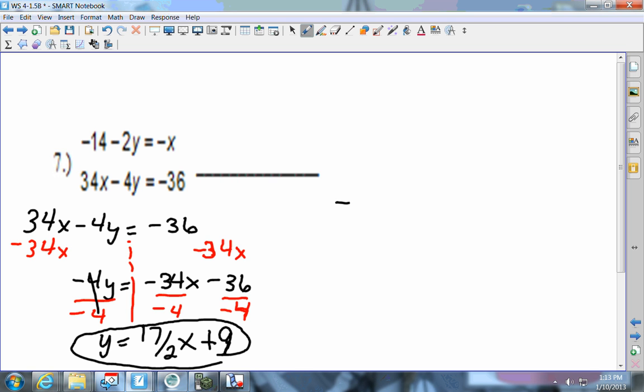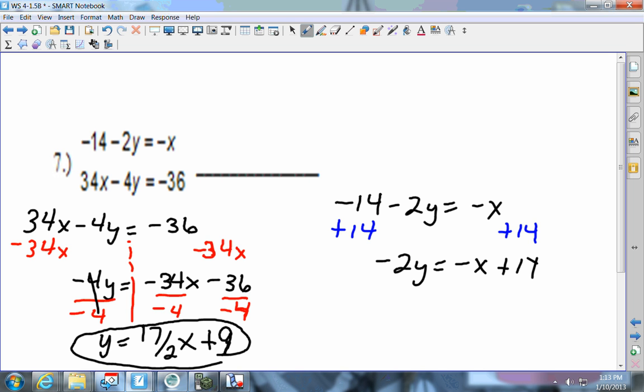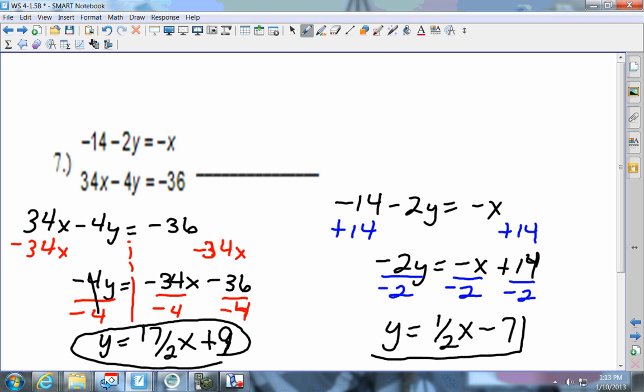The other equation is negative 14 minus 2y equals negative x. I'm going to add 14 to each side. Negative 2y equals negative x plus 14. I'm going to divide by negative 2. I get y equals, negative divided by negative is a positive, 1/2 x minus 7. Here's my other equation.